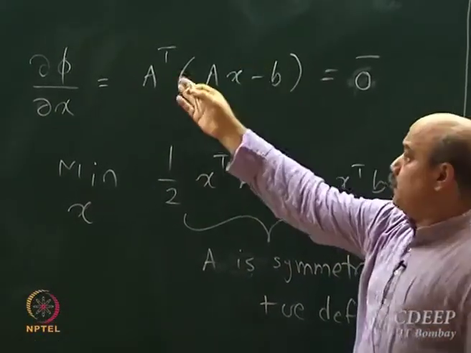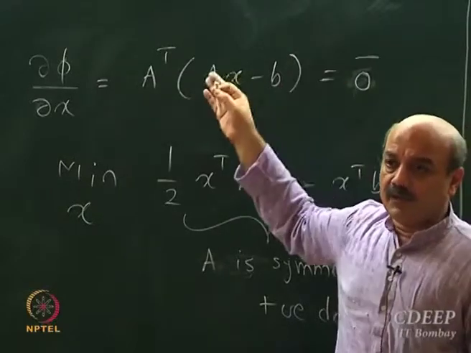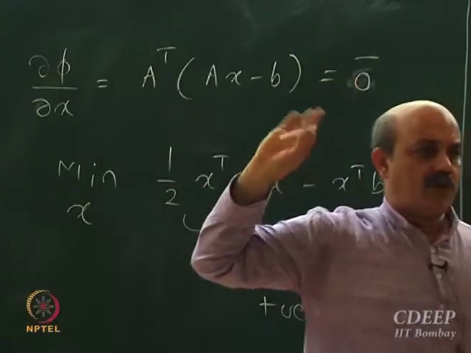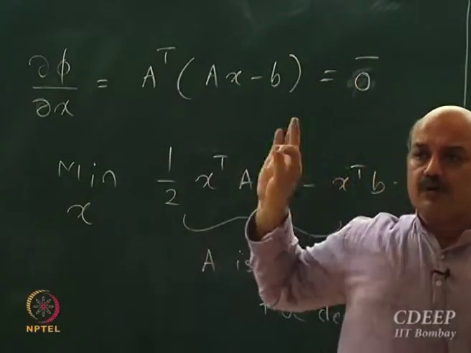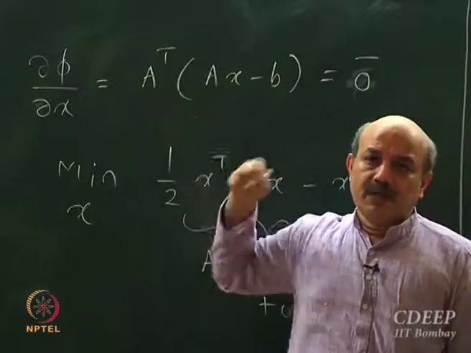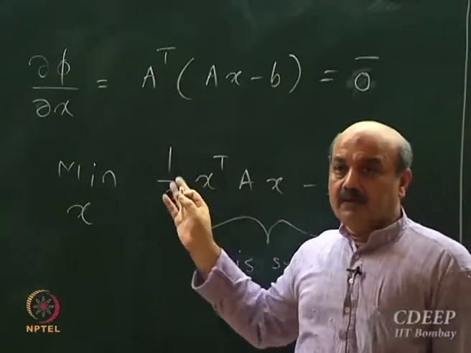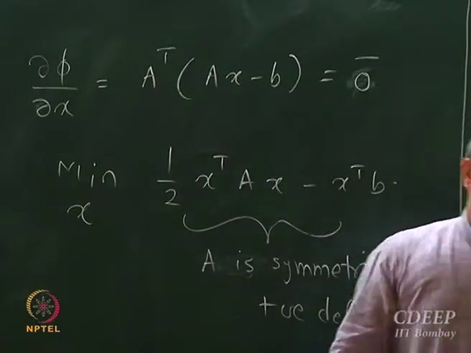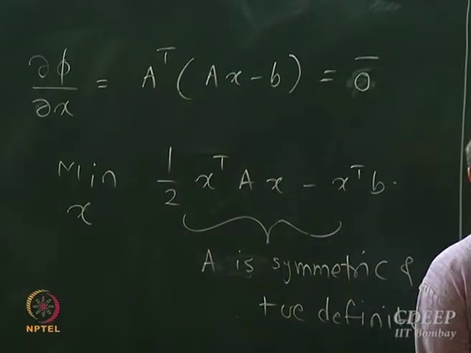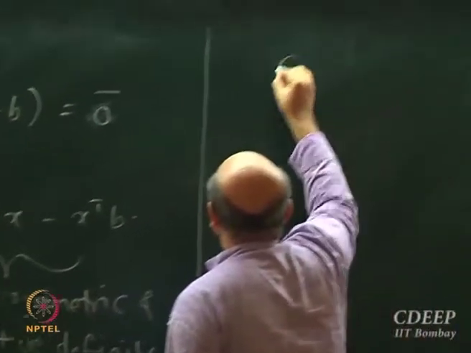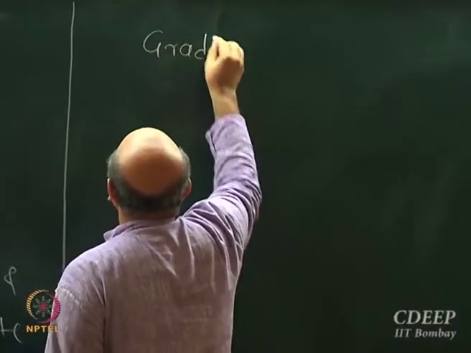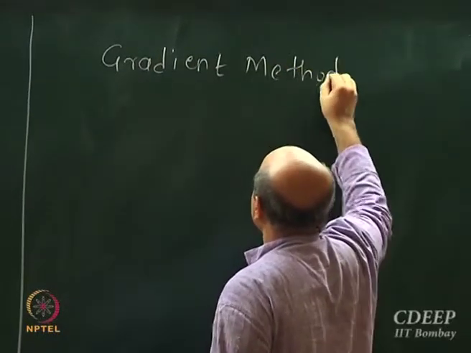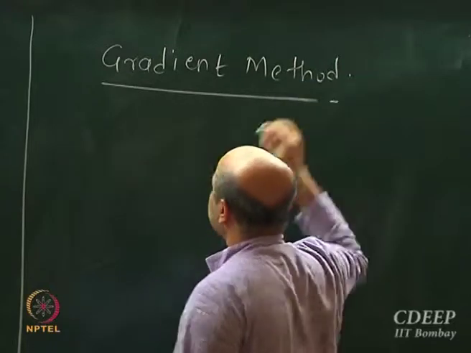If I were to use this condition and then solve it for x, it will be either an iterative method or a direct method. I don't want to go into that. I don't want to use Gauss-Seidel or anything. I want to use an iterative scheme which is based on optimization techniques. So I am going to do this gradient method. This is also called the steepest descent method.